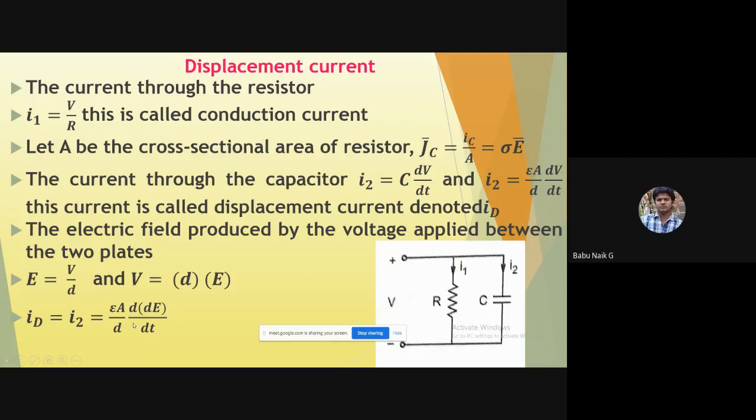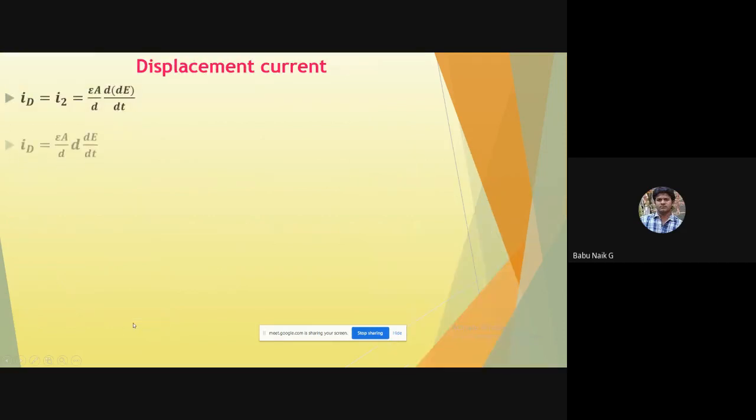After considering this, we can simplify the equation, since d is constant and you can take it outside the differentiation. So epsilon A by d into d dE/dt. Here the distance between the plates is constant, so you can cancel it out. The remaining result is Id equal to epsilon A dE/dt.